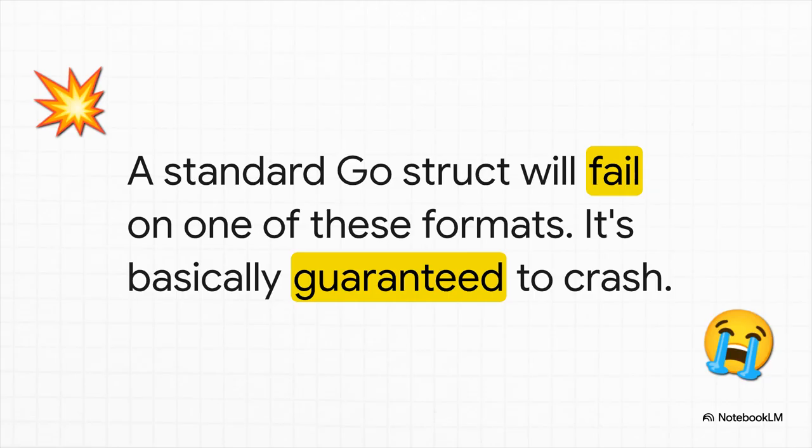Now, this is where Go's biggest strength, its strict static typing, suddenly feels like a huge weakness. A Go struct that's written to expect an array is going to panic the second it sees an object, and a struct expecting an object will fail on the array. Either way, you're pretty much guaranteed a crash, so we're forced to get creative.